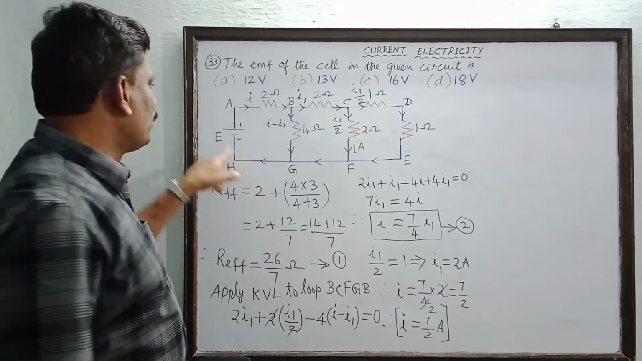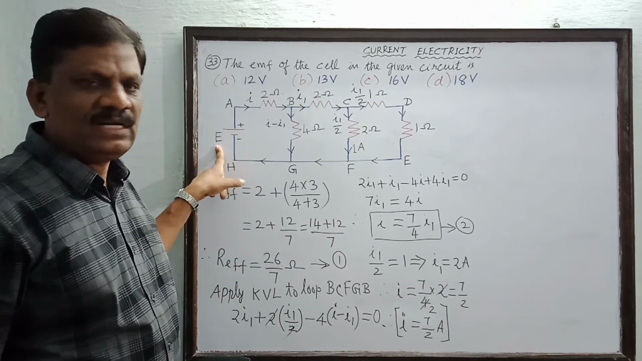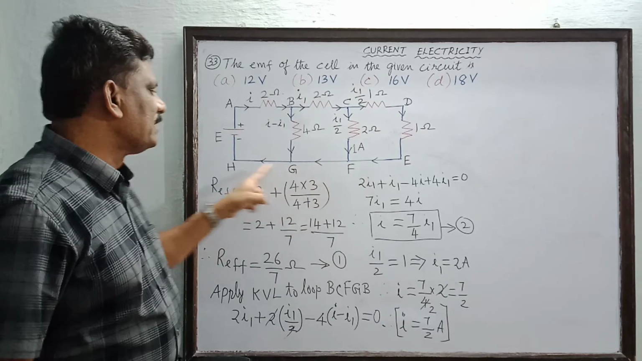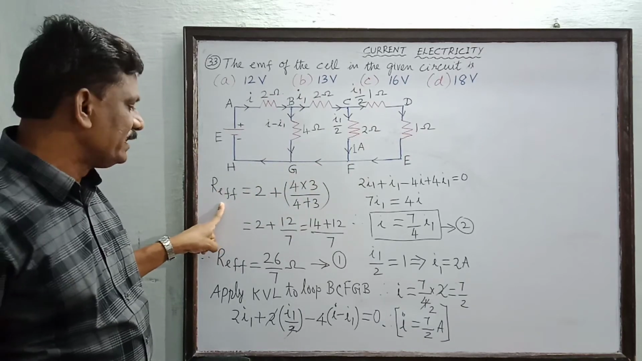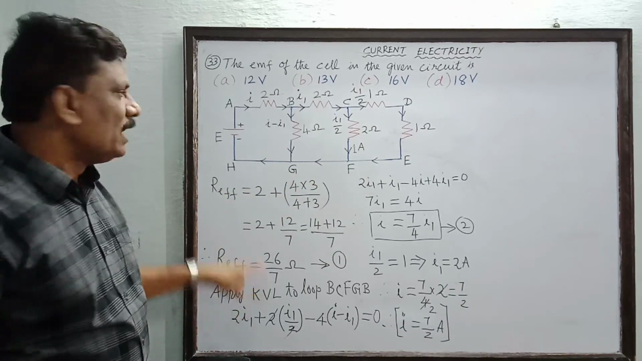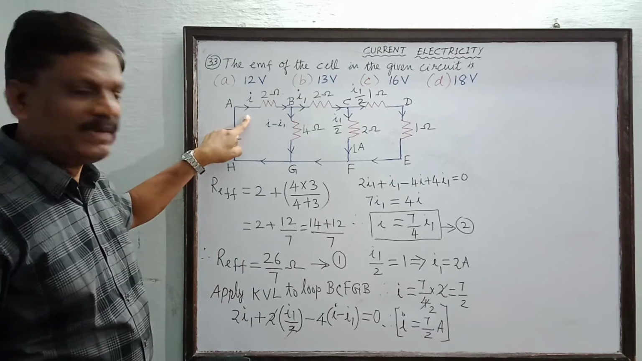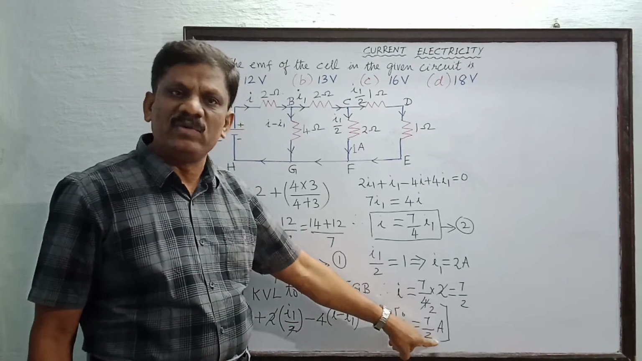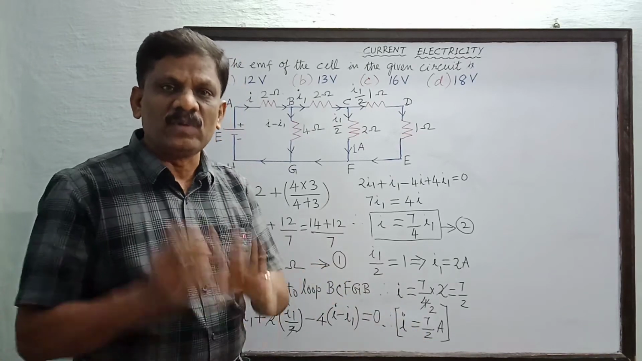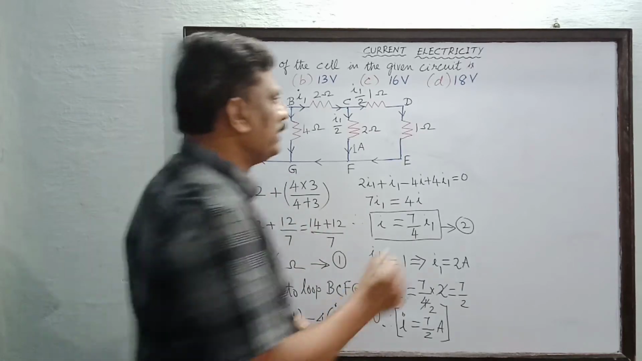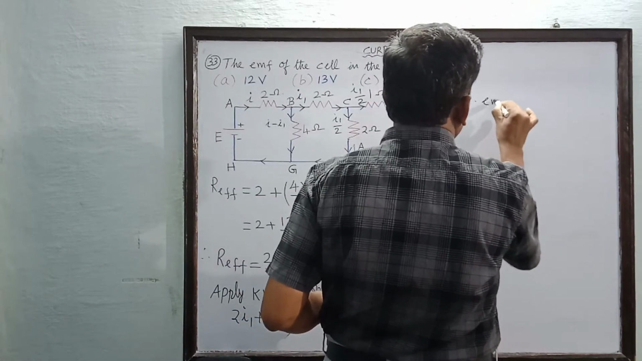Okay, now we have to find the EMF of the cell. So the total resistance in the circuit is how much? R effective is equal to 26 by 7 ohm, and the total or main current supplied by the cell is equal to how much? 7 by 2 ampere. Therefore, E must be equal to what? I into R effective.